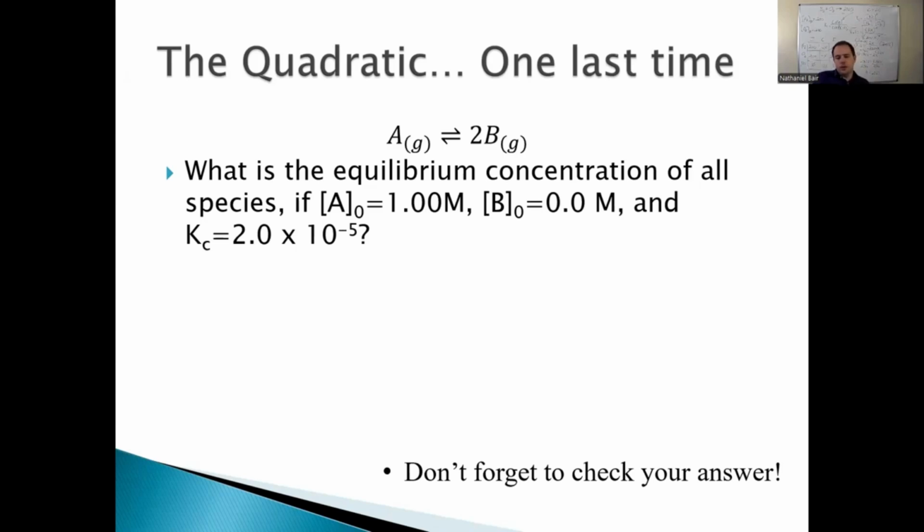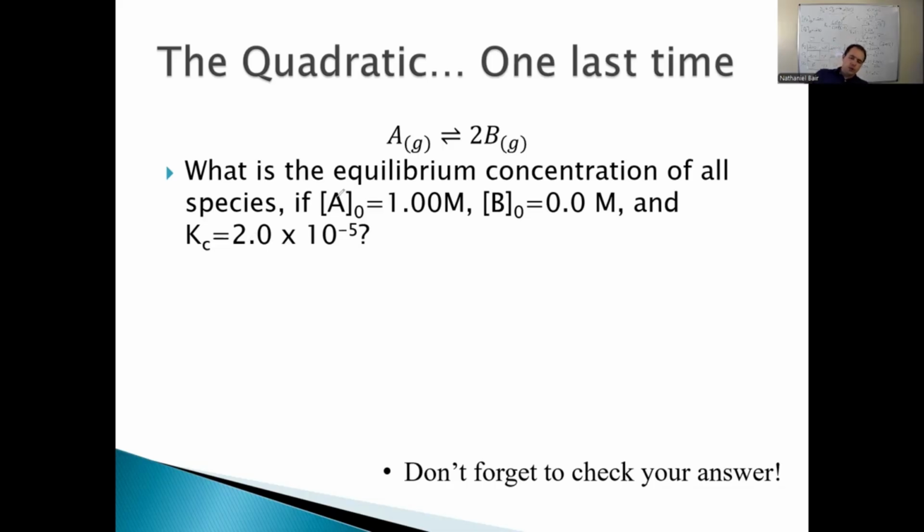So I want to do this one. I want to do it with a full-on quadratic formula. And I want to give you a shot, a couple-minute head start on me, all right? Here's our reaction. I want to know what is the equilibrium concentration of A and B if we're starting with 1 molar A and no B. So you should be able to predict what direction we're going to go. The equilibrium constant for the reaction is 2 times 10 to the negative fifth.